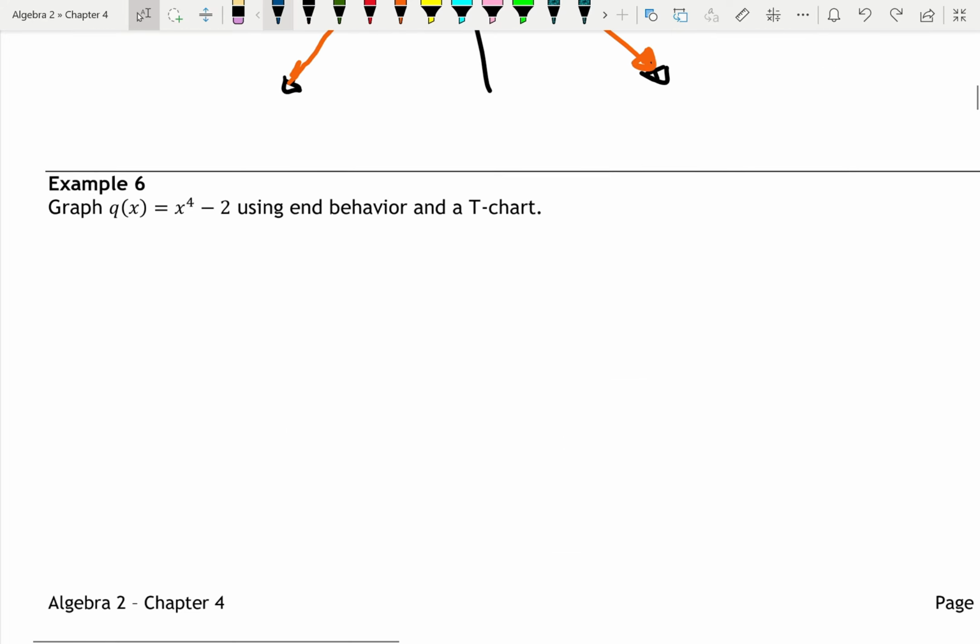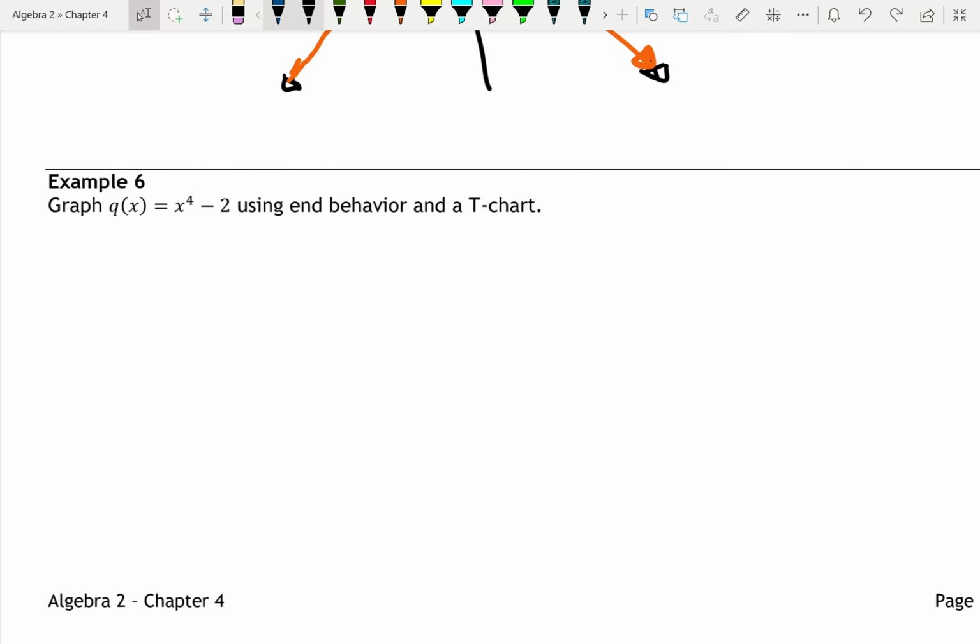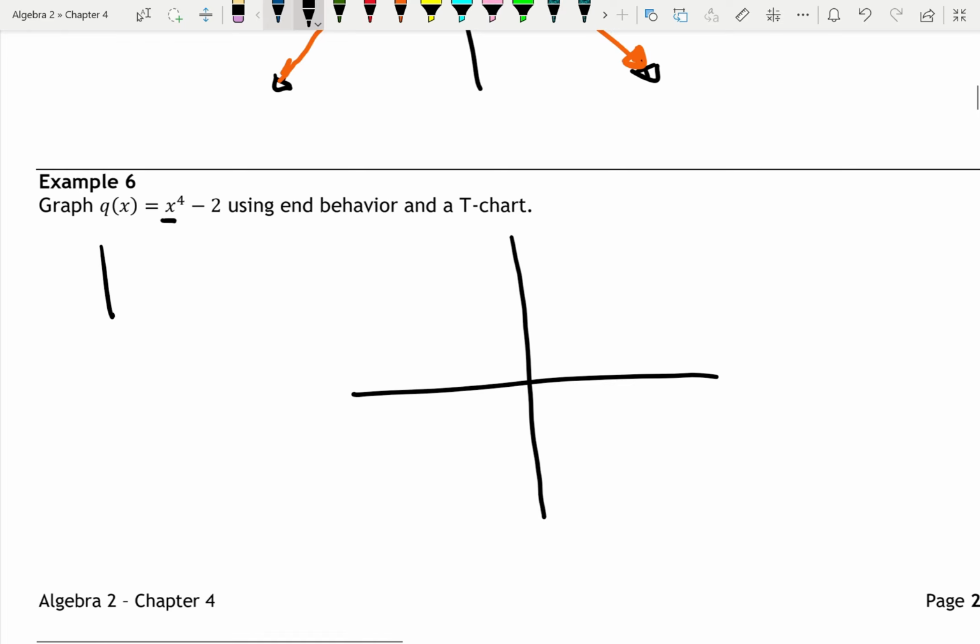Number 6, again, we're going to graph using end behavior and a T-chart. So we're going to draw a coordinate plane. And then let's think about our end behavior. And I'm going to try not to write it all out here. Our leading term is just x squared. That's a positive coefficient and an even degree. So it's roughly going to look like the parent parabola, right? Looking like that. So it's going to go up on the left and the right side.